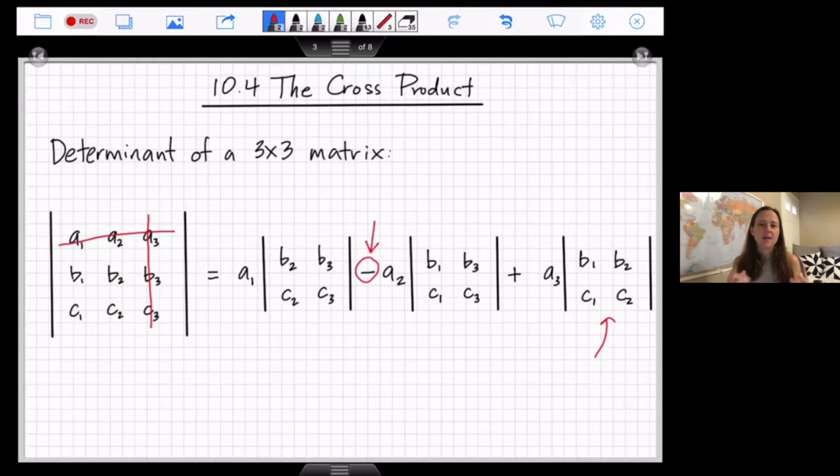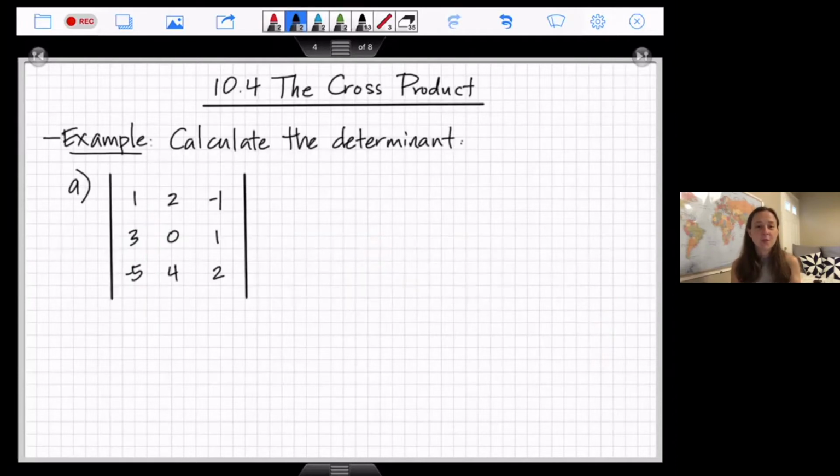Okay, so the A1 and the A3 terms are positive, the A2 term is negative. All right, so let's just get some practice with this. It's straightforward, easy arithmetic calculations. We just got to remember the pattern. Okay, so here's our first 3x3 determinant.